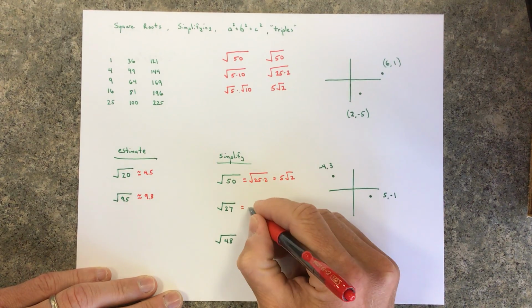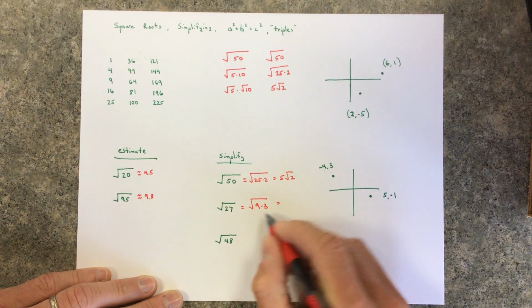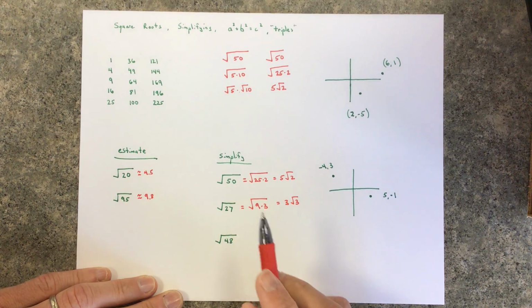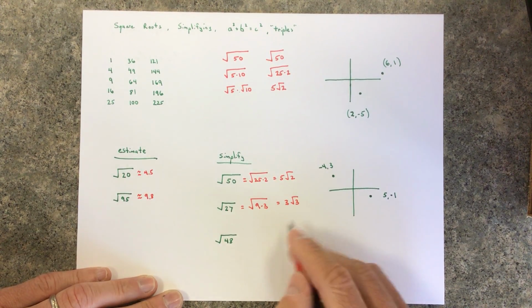Same thing on 27. I'm going to factor it into 9 and 3. The square root of 9 is 3, and then the inside 3 has to chill. So I'm going to rewrite the square root of 27 as 3 radical 3, or 3 square root of 3.